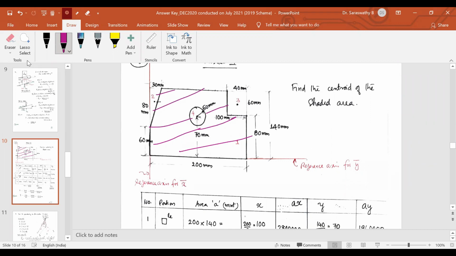I'm splitting it up into different shapes. I'll remove all these shaded lines. It was there in the picture but not visible. Okay.